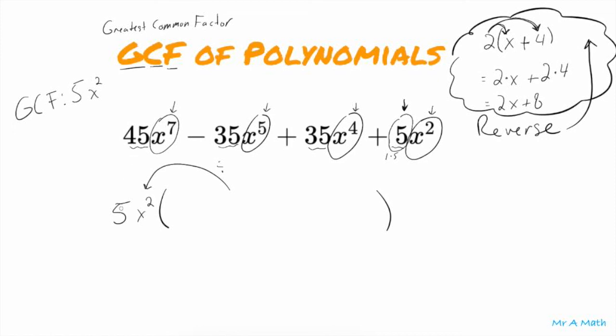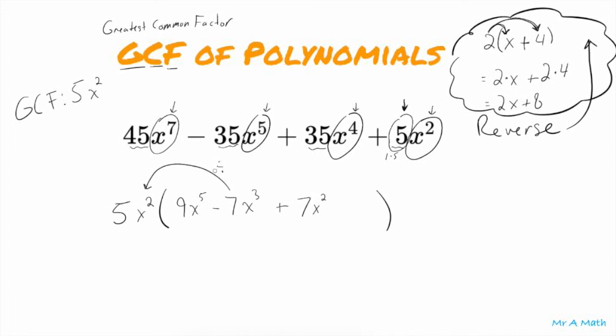So what is 45 divided by 5? Well, that's 9. What is x to the 7th divided by x to the 2nd? That's going to leave me with x to the 5th after I pull that out. What happens when I pull out 5x squared from negative 35 x to the 5th? That's going to leave me with negative 7 after I pull out a 5, and x to the 3rd after I pull out an x squared. And then same with negative 35 and positive 35. 7 is going to be the factor that is left behind. And then when I take an x squared out of x to the 4th, that leaves me with x squared.